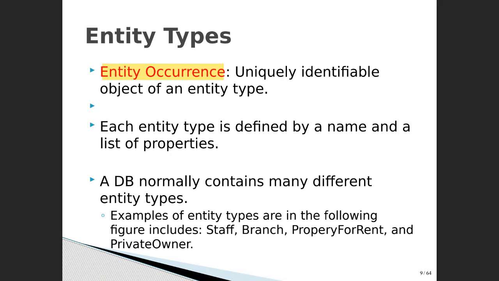The database contains many different entity types, like for example, let's say staff. We have branch, property for rent. This is from the book example, the Dream Home example. A Dream Home database with property for rent and private owner. So these are all entity types.